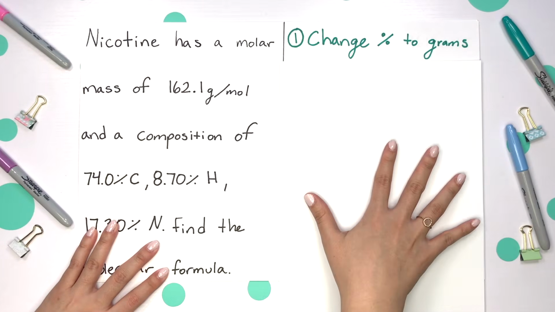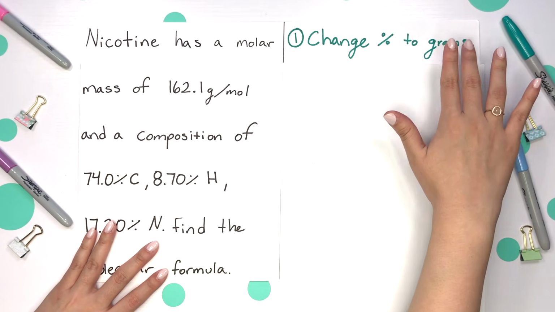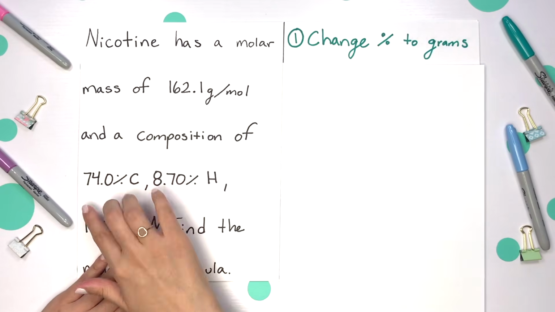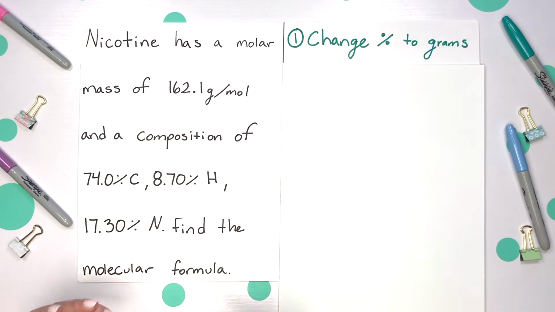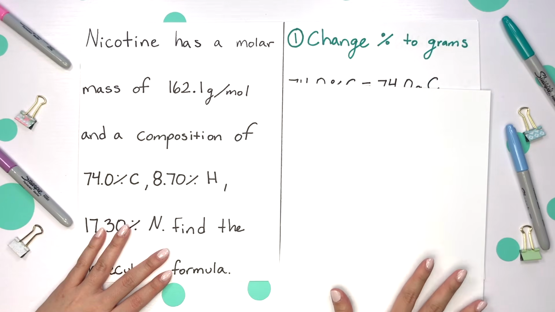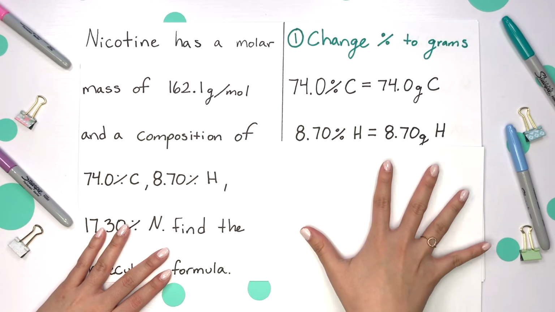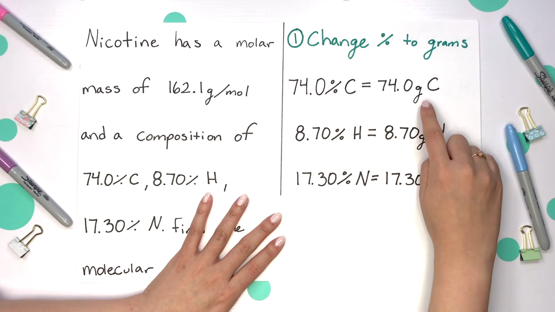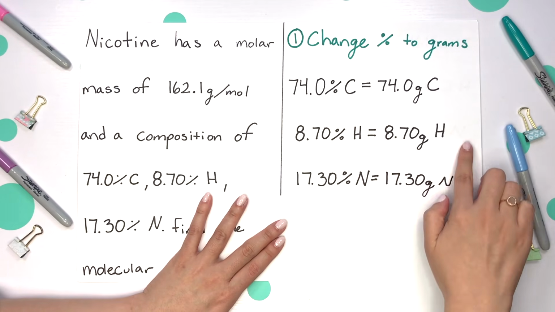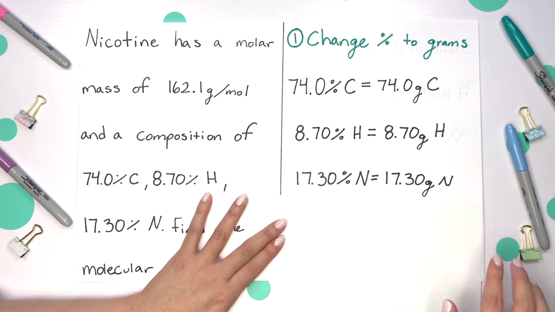So our first step is to change our percentage to grams. To do so, note that if we were to add up all of these percentages, it would be out of 100%. So because it's out of 100%, there is no need to multiply or convert anything. You are literally changing your percentage to grams. These will be our new values that we'll use in the next step.